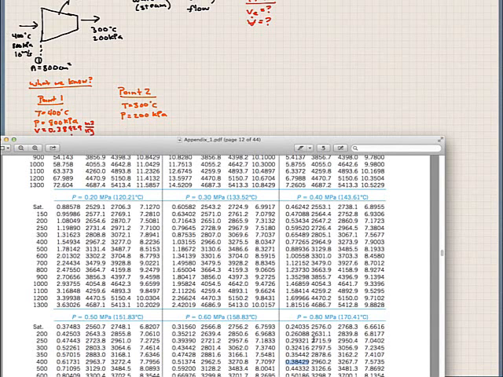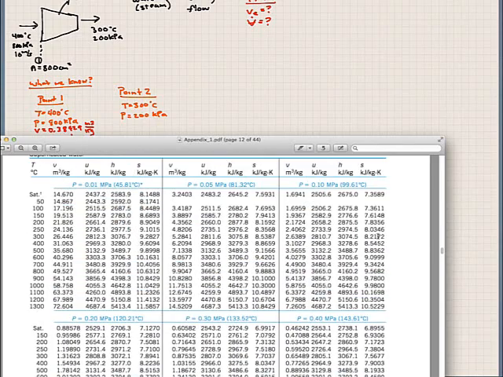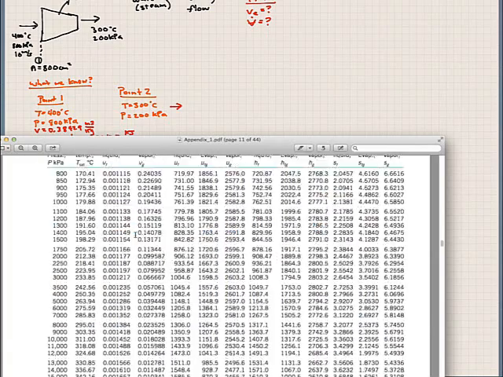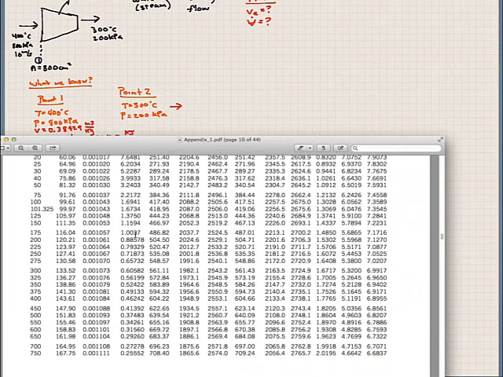Then let's also write down our enthalpy since we need it here at the inlet. Our enthalpy, let's see which column that is. It's the third column. So the third column is 3267.7 kilojoules per kilogram. Okay? Alright, we got that. So now let's look at what we need at point 2. Let's start this process again. Let's go to our pressure table, 200 kilopascals.